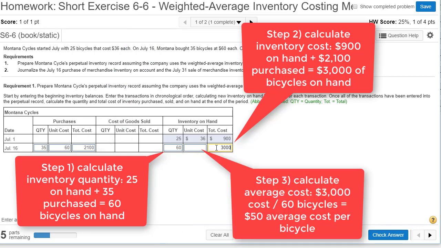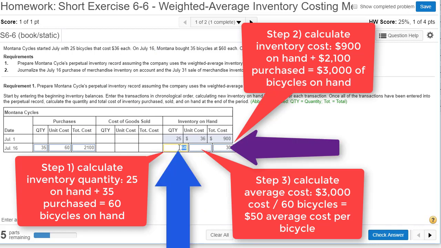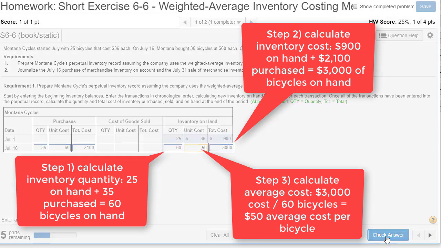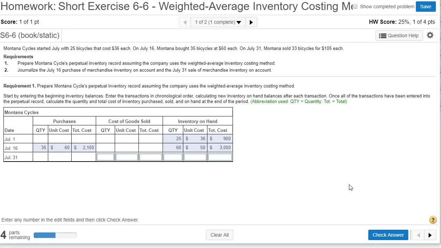So now what's the average cost if it costs us $3,000 and we have 60 of them? So we're going to take $3,000 divided by 60. That gives us an average cost of $50 per unit. Then on July 31st, according to this data up here, we sold 33 bicycles at $105 each. So under cost of goods sold, we have to enter the amount that we sold. So we sold 33.